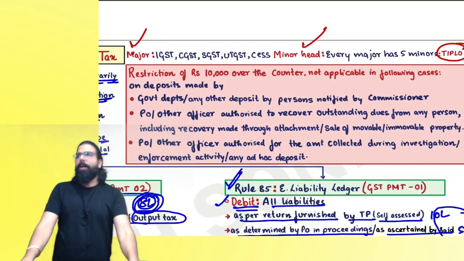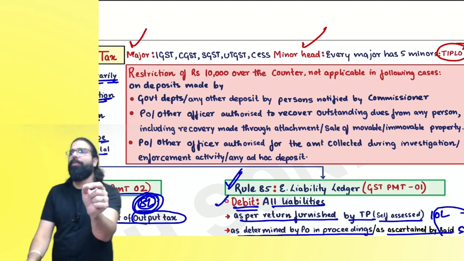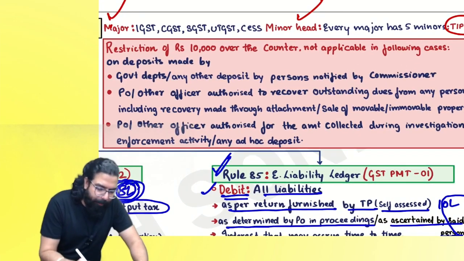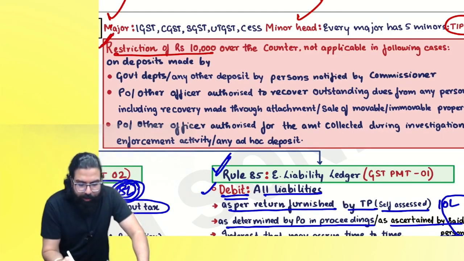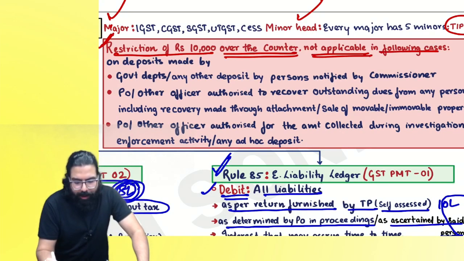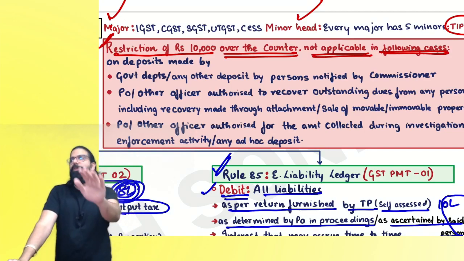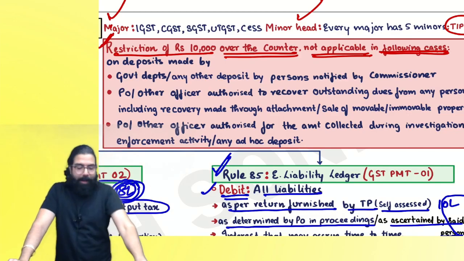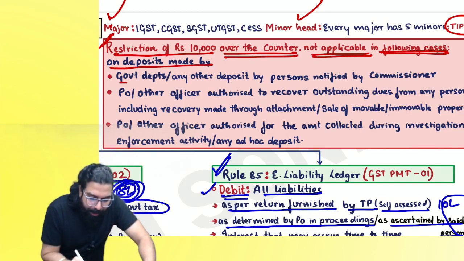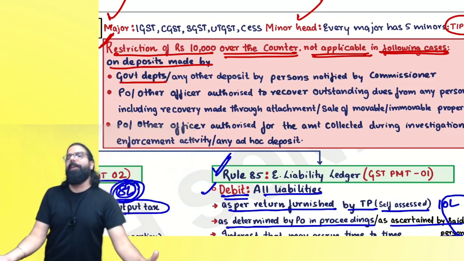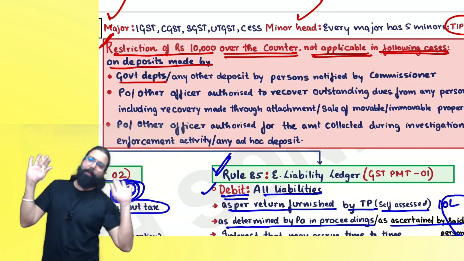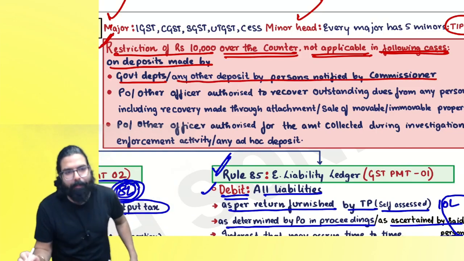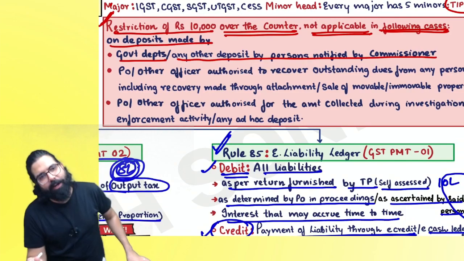If you come to the right hand side, how much tax can you deposit using cash, cheque or DD over the counter? This 10,000 restriction is not applicable for whom? The restriction of 10,000 over the counter is not applicable on deposits which are made by a government department. The government is giving to its own people only, what black money will they use? My department, no problem. They can deposit more than 10,000, or any other deposit by a person who is notified by the commissioner can also deposit more than 10,000.